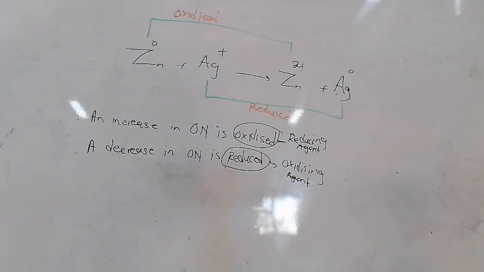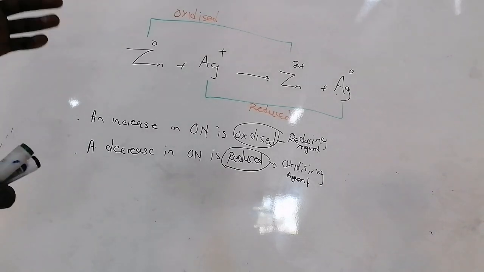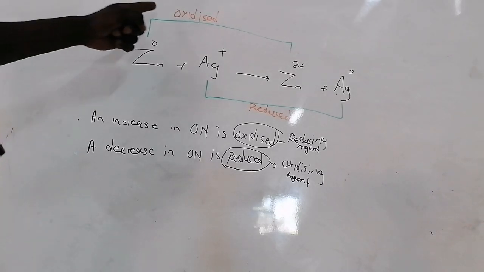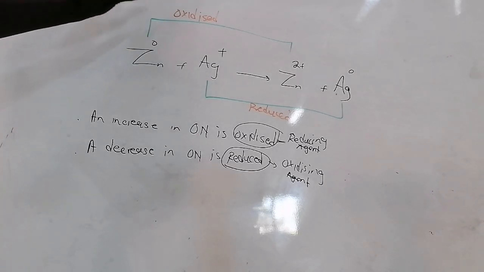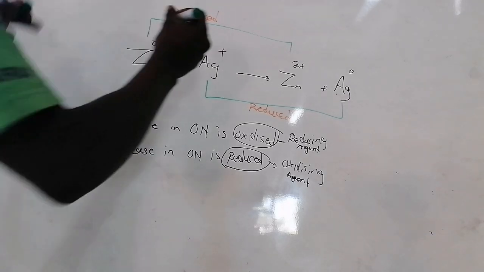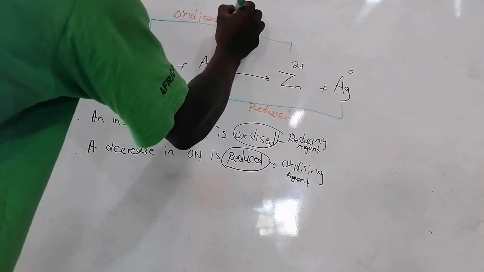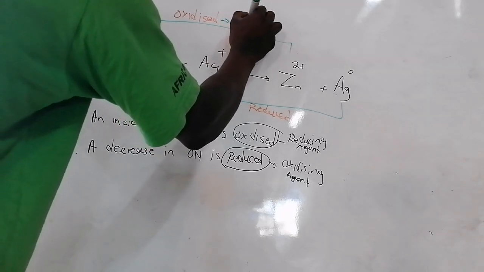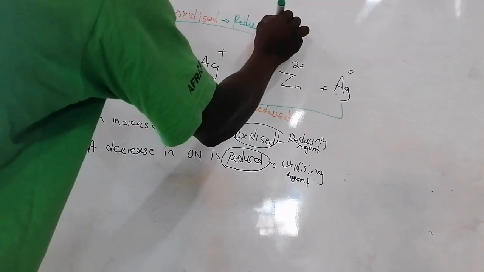Now you have to conclude. Remember the agents. The reducing agent, when you define it, at the end has the term oxidized. So it means that zinc here is the reducing agent.